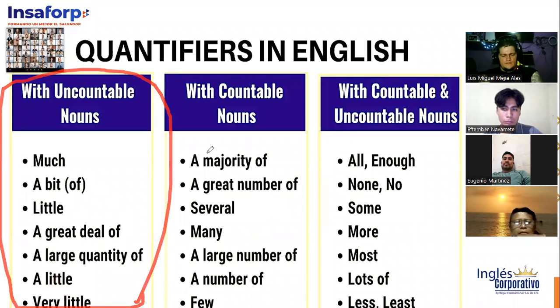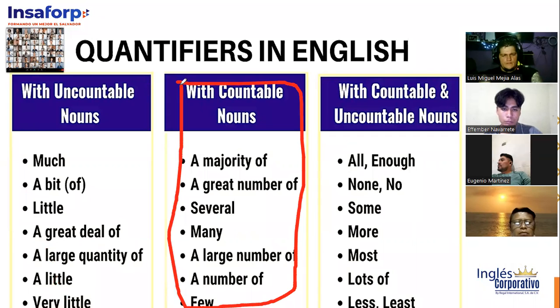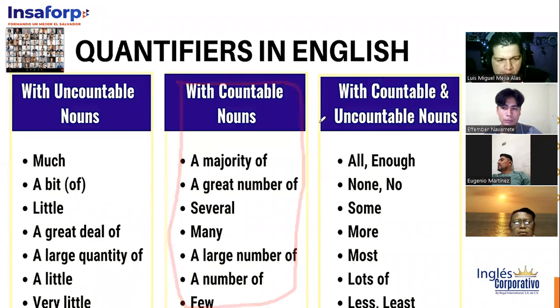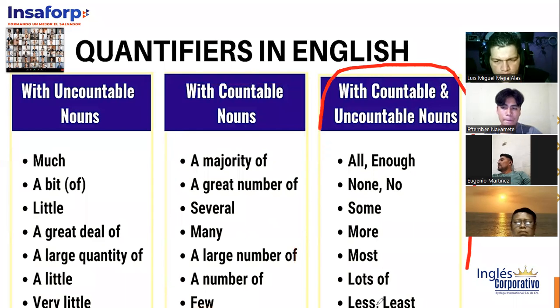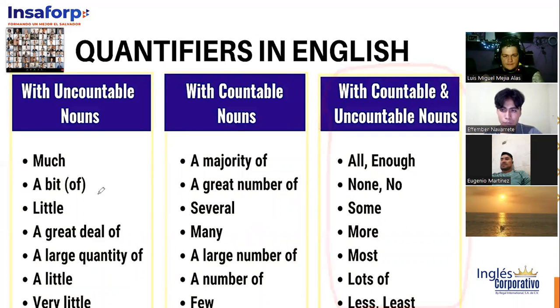And we also have quantifiers that we use with countables. For example, we have a majority of, a great number of, several, many, a large number of, a number of, and few. But we also have quantifiers that you can use with both, with countables and uncountables. For example, you can use all, enough, none, some, more, most, lots of, less, and least. I'm going to give you some examples.